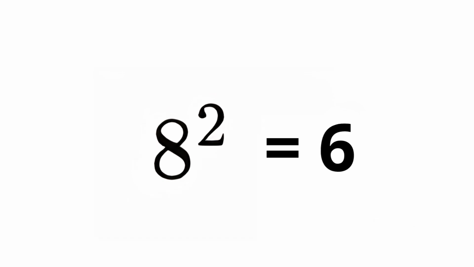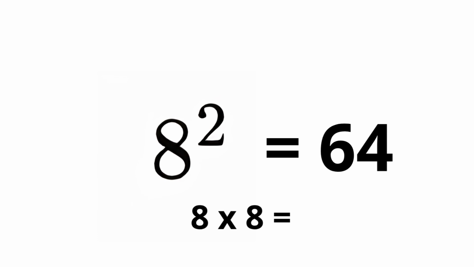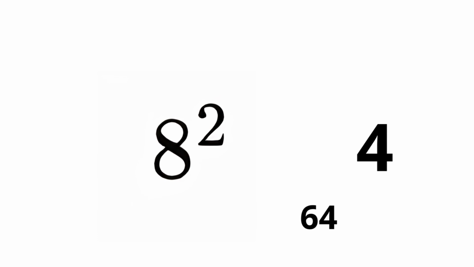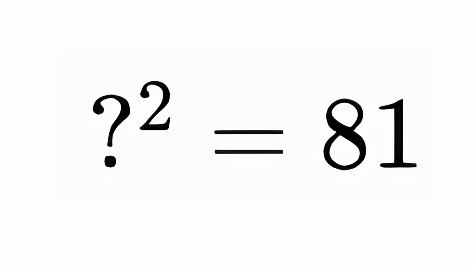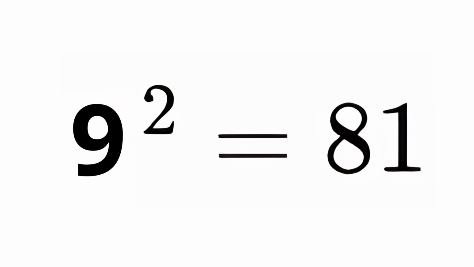The correct answer is 64. 8 squared means 8 times 8. 8 times 8 equals 64. Now let's work backwards. Which number squared equals 81? Think carefully. The answer is 9. Because 9 times 9 equals 81. So, 9 squared is 81.